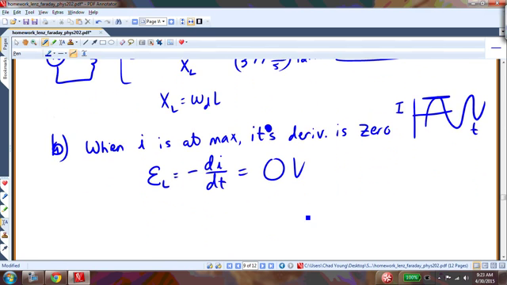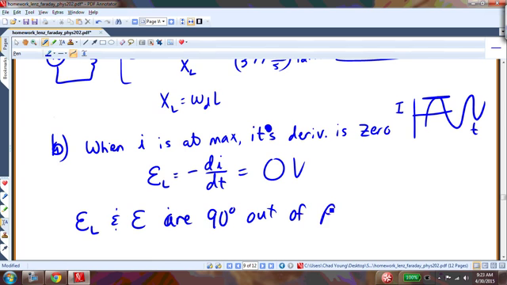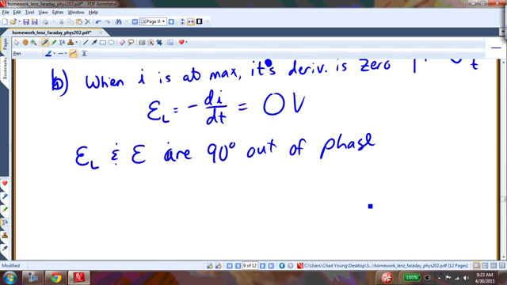Now, however, EL and the EMF are 90 degrees out of phase. All right, so if I were to plot the phasor diagram, let's say this is EL over here. It's at 0. That means that E will be up there. It'll be at its maximum value because the separation between these is 90 degrees. So the generator then, at this point, when the current is at its maximum, the EMF of the generator is going to equal 25 volts.